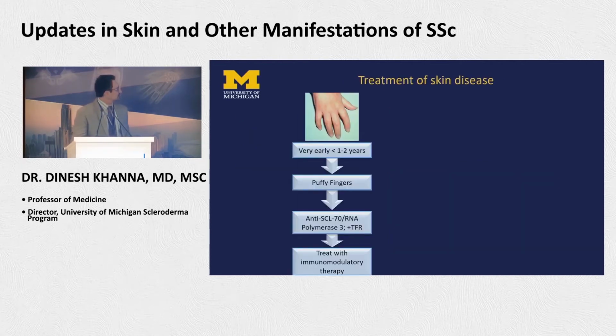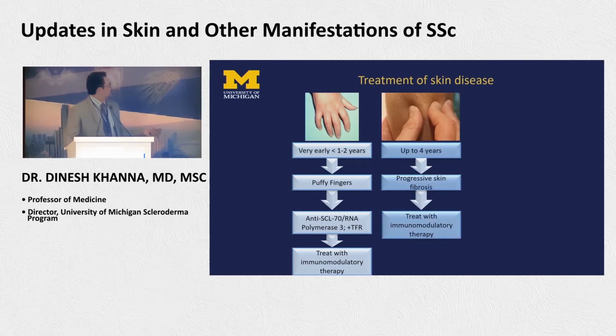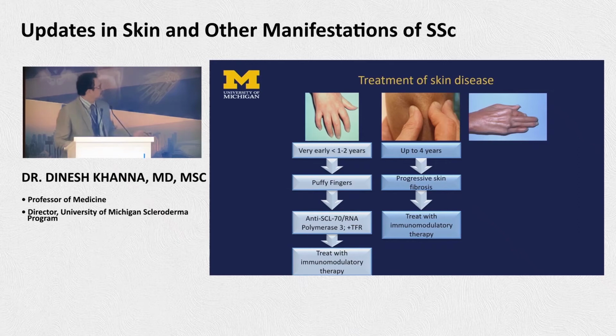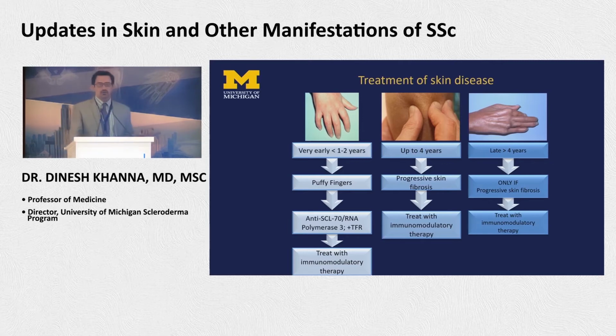So this is a slide that I wanted to show before. Very early disease, puffy fingers. If they have one of these autoantibodies or tendon friction rubs, they are at a very high risk of developing progressive diffuse scleroderma. I would treat them early. If they have up to 4 years of progressive skin thickening, I would treat. These patients do not require treatment.